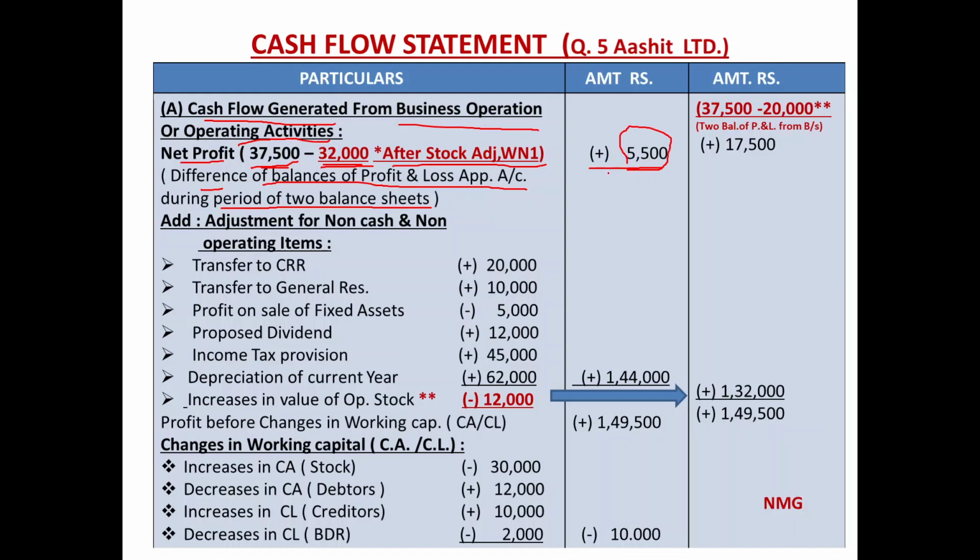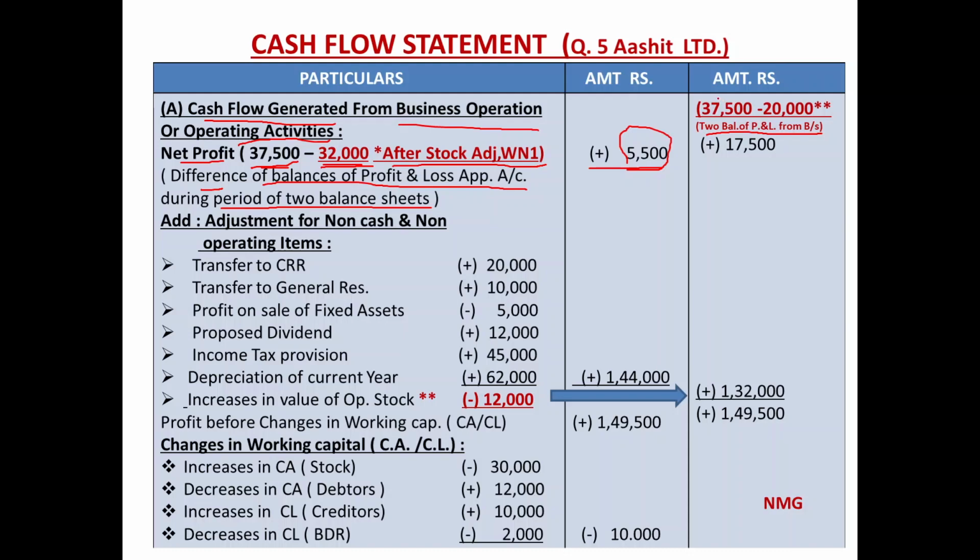But instead of this option, I am also explaining another option to decide the net profit of the current year by taking the two original balances of profit and loss appropriation account from the balance sheet. See, two balances of profit and loss from balance sheet.